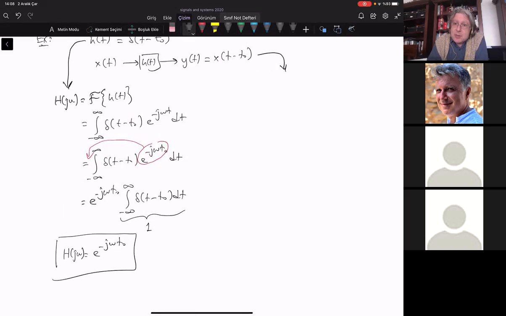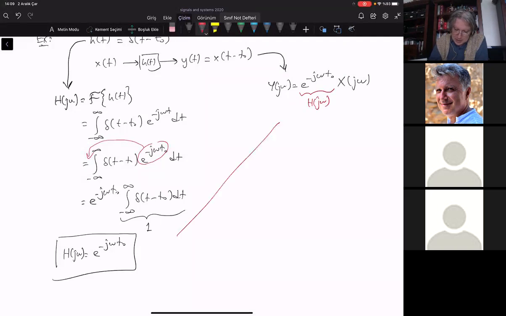Let's take the Fourier transform of both sides of the equation. The left-hand side will be y of j omega. The right-hand side will be the Fourier transform of x of t minus t0, which is a shifted version of x of t. So what is it? Using the shifting property, it is e to the minus j omega t0 times x of j omega, isn't it? So this is h of j omega, which is equal to e to the minus j omega t0. Clearly, these two are the same.